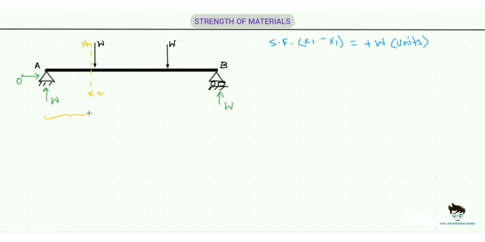So for the second section, the shear force at X22 will be equal to, considering the left side of the section, plus W, and there are no other loads acting between that section and the left side. So it is going to be plus W units. So the shear force at section 22, which is just before the load, is the same as the shear force at section 11. Now let's move on to finding the shear force at section 33.